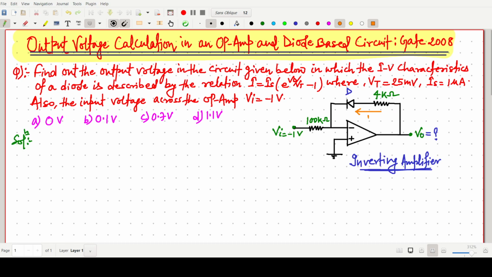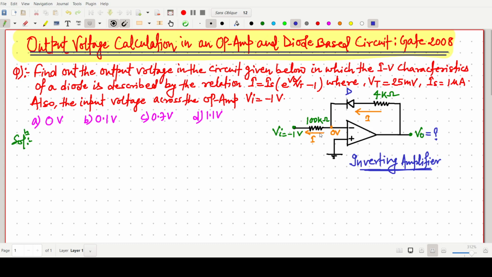should be some current, say I, and this is the same as this I, because due to the virtual ground concept, this voltage will be 0 volt. Because this one is virtually grounded, this current and this current will be the same. I am writing it in this direction because the input voltage is negative, so current will move from higher potential to lower potential. So both currents I will be the same, and no current will flow into the inverting input terminal. So one can easily find the current I. We can say this I is the same as ID, the current in this diode.